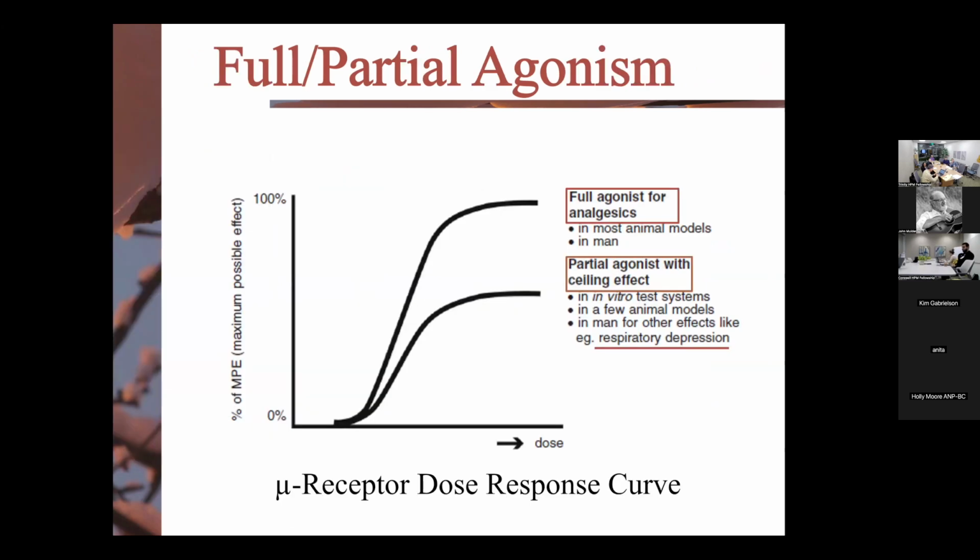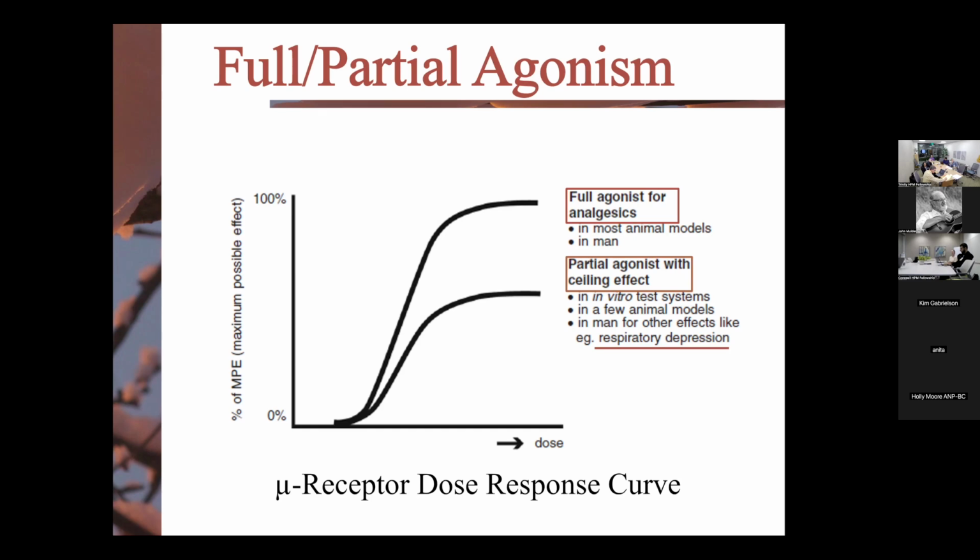When we talk about full and partial agonism, this is a theoretical model, kind of proven more in animal models, but there's a lot of merit to this in humans as well, that when it comes to analgesic effects, there's kind of that full agonism where with that dose response curve, the more buprenorphine you get, the more analgesic effect you're going to get. And in theory, you can get up to 100% of that analgesia.